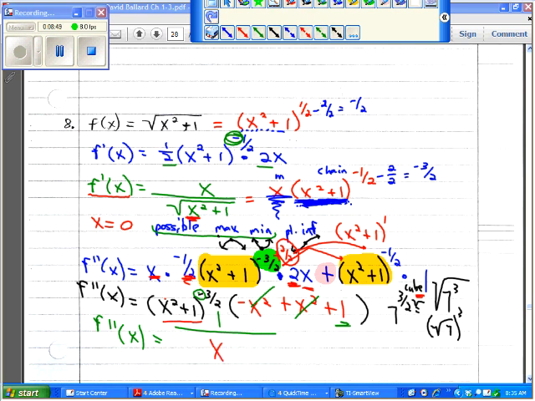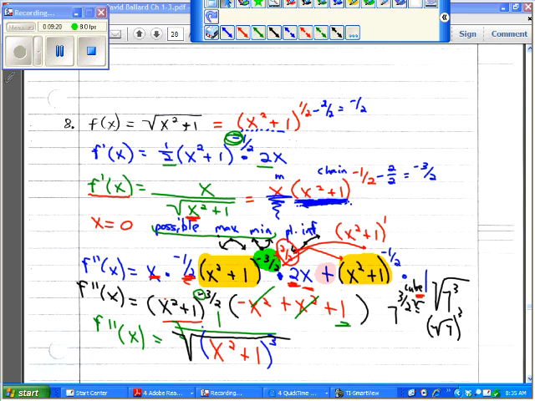Thinking of that, then we can take this x squared plus 1, and then we can think of the 3 part of it as being a cubing of it, and then the 2, the denominator, being a square root. So we have 1 over the square root of x squared plus 1 cubed.